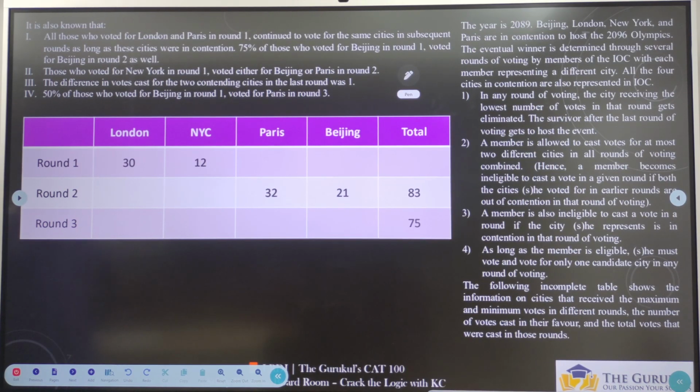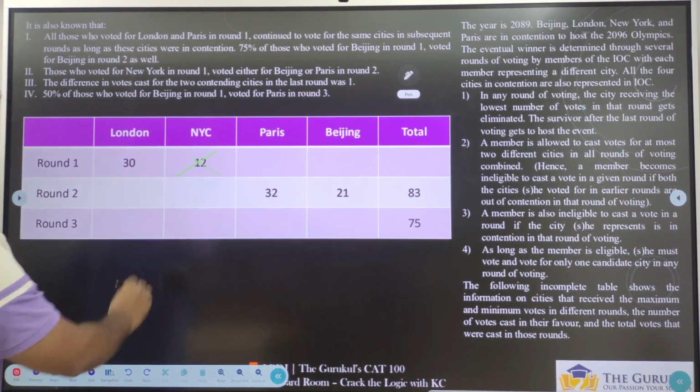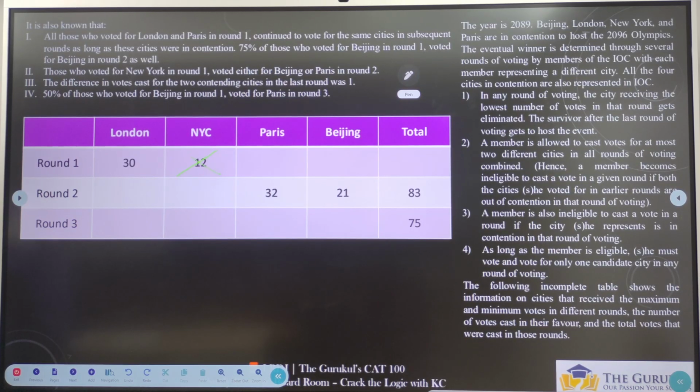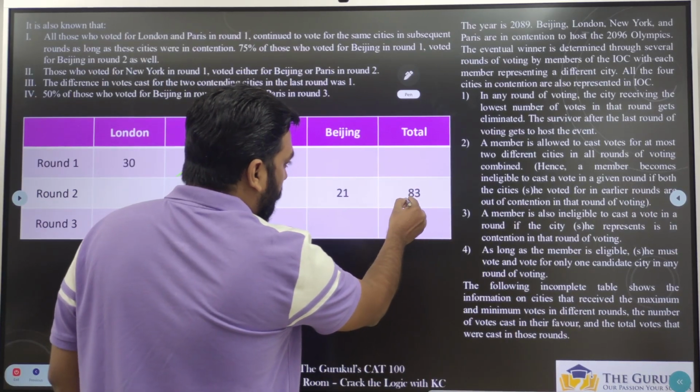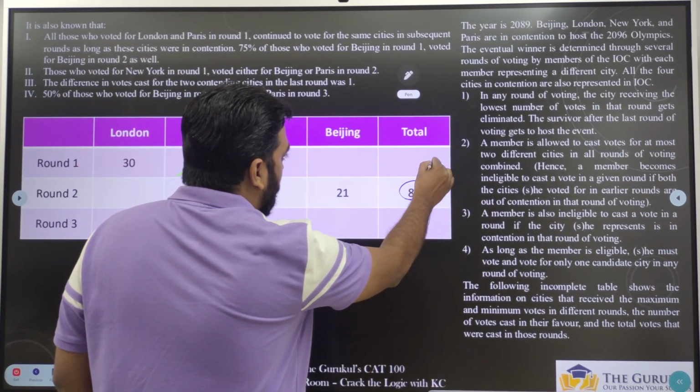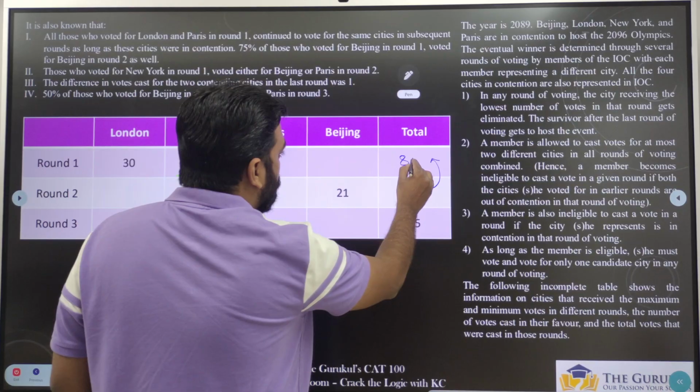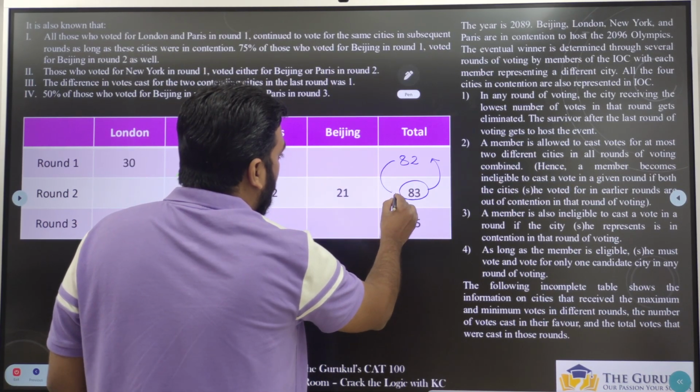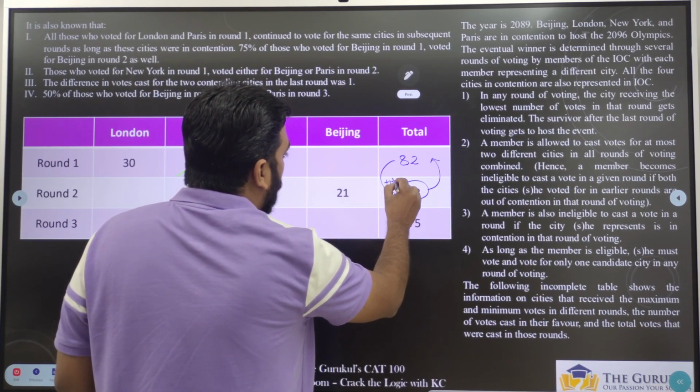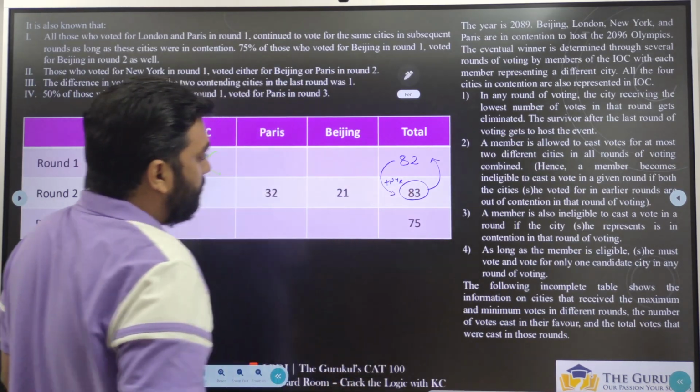York City representative will vote because New York got eliminated. I'm striking it over here. It got eliminated. Why did it get eliminated? The city with the minimum number of votes keeps getting eliminated at every stage. Clear? Now, the New York representative will vote in round 2, which means no one is getting eliminated over here. Instead of 83 in round 1, it should be 82 only. It became 83 because of the New York representative.